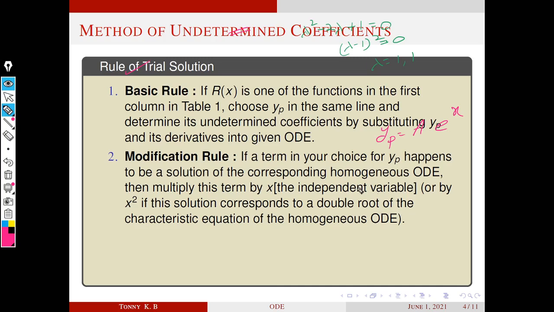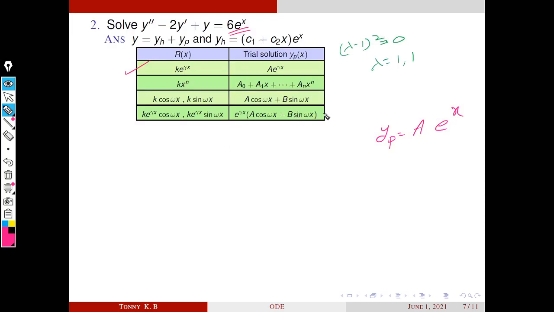What about our case? In our case, our solution is corresponding to a double root. So in our case, this e raised to x is corresponding to a double root. So we have to multiply this trial solution by x square. So in this problem our trial solution is a x square e raised to gamma x, and gamma is 1, so a x square e raised to x. Then all the next procedure is the same as the previous problem. You just find all the derivatives of yp and substitute in this equation and solve.